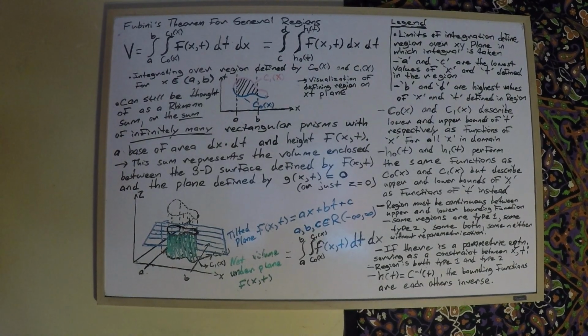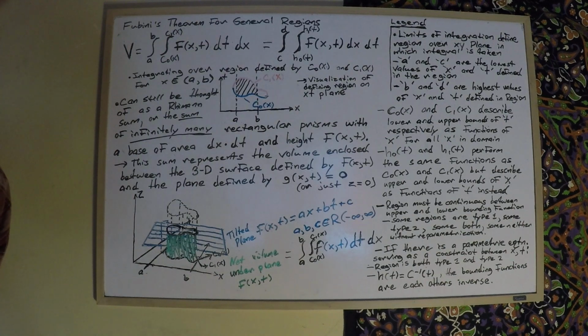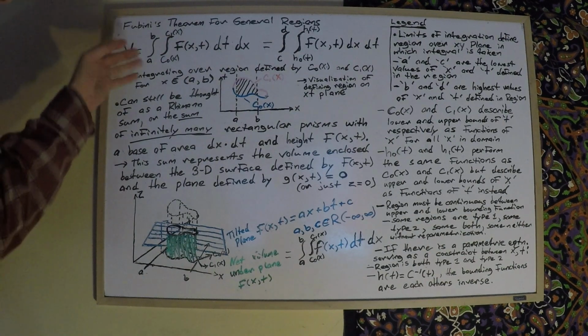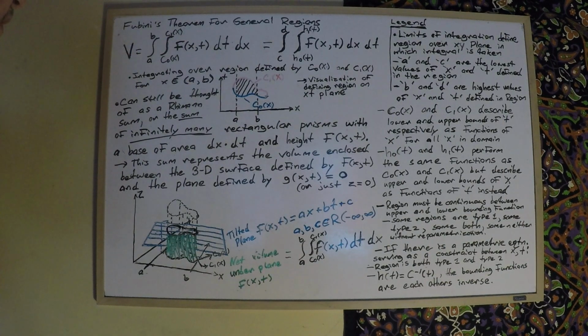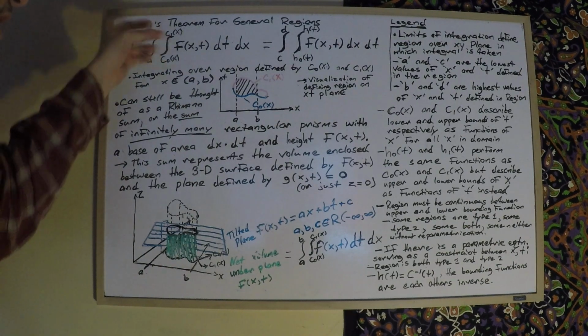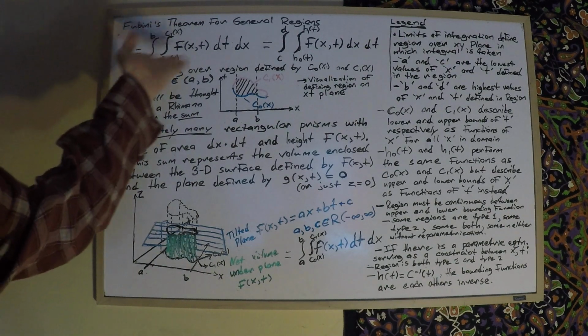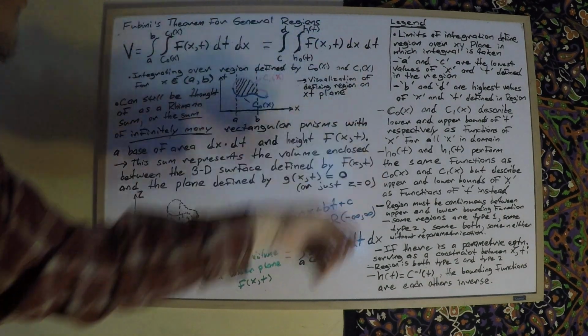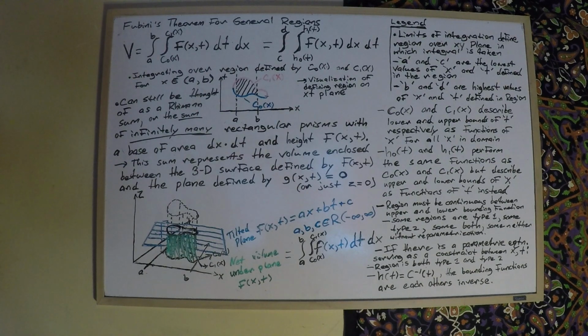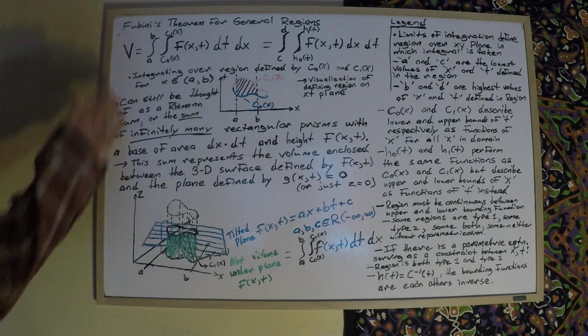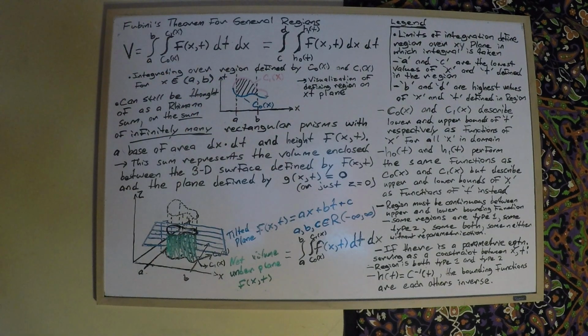Hey guys, I'm going to talk about Fubini's theorem for general regions, how to find the volume enclosed between the three-dimensional surface defined by the function of x and t and the z equals 0 plane. So some of the elements that you see in the formula here are explained over here, but I'll go over it.